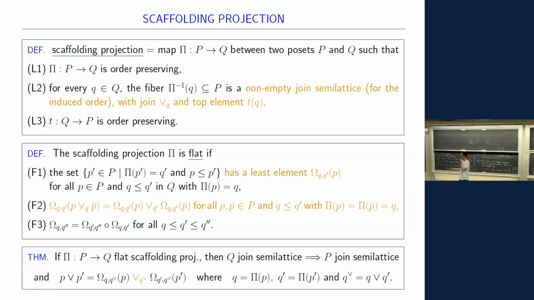If we have a flat scaffolding projection and Q is a join semi-lattice, then P will be a join semi-lattice. The description of the join is the same as before, except now instead of taking a max, I take the join in the fiber. Same, but slightly different. Okay, so applications of that.